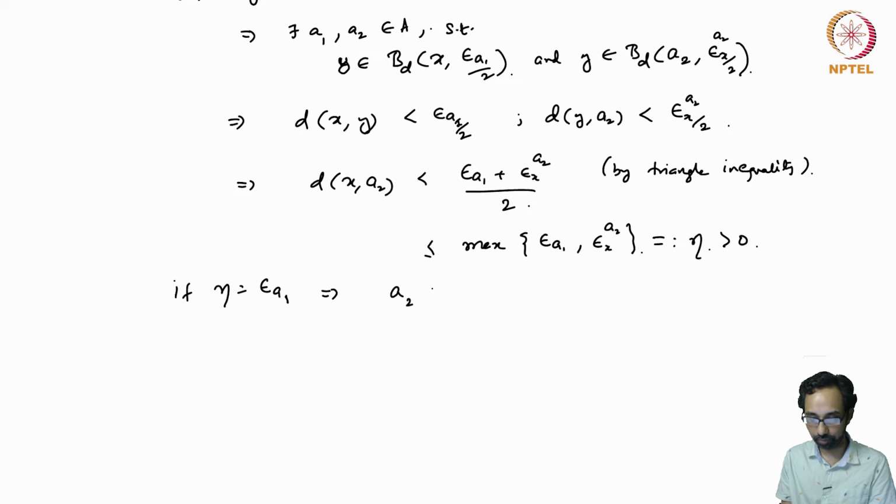a2 belongs to the metric ball with center x and radius eta, but we have chosen for each a these metric balls such that it does not intersect a. So this is a contradiction.